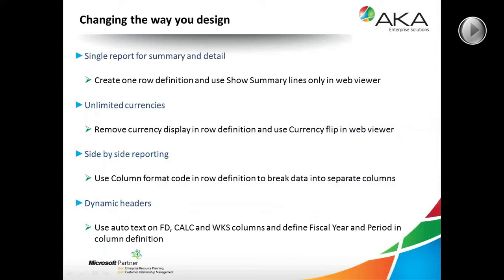And we can use a column format code in a row definition to break data into separate columns. So if you're trying to do side-by-side analysis inside rows, rather than going down the page, it's now going to go across the page. And all of the things that you've been using in the dynamic headings, all of the financial dimensions, the calculate, the WKS columns, and the fiscal year and periods and the column definitions, you can now use in calculated columns as well.